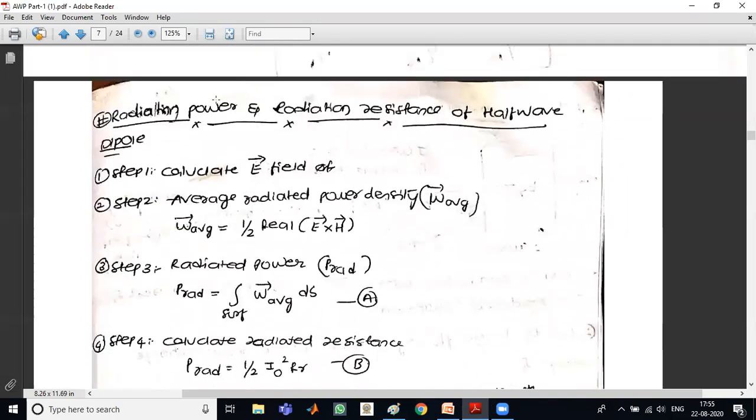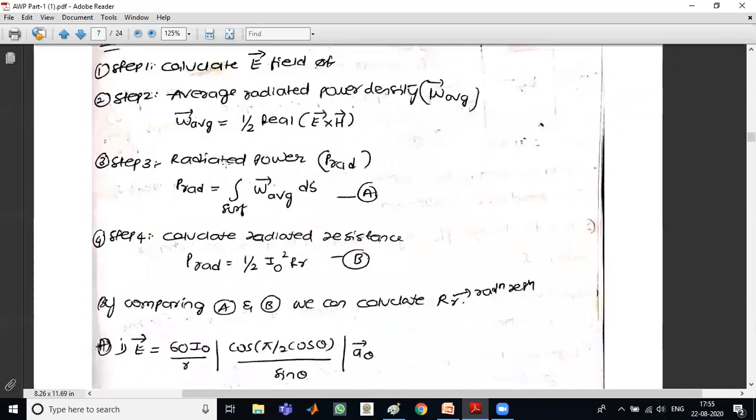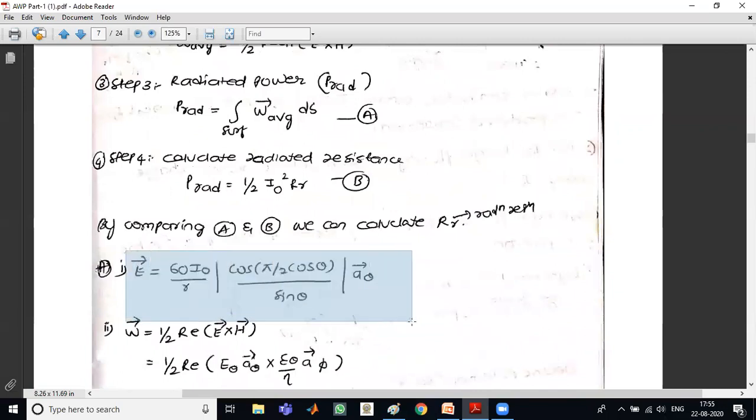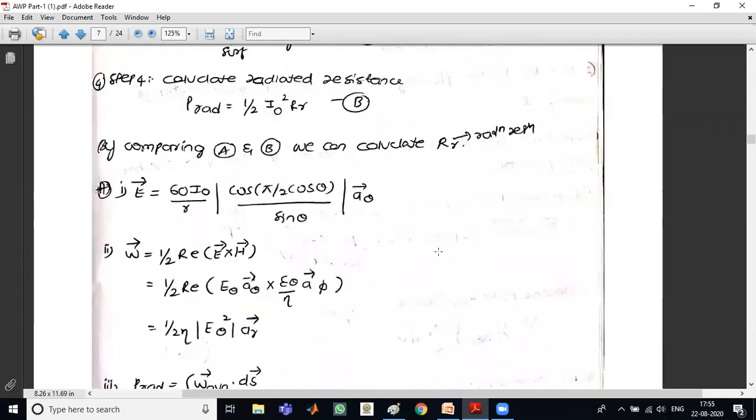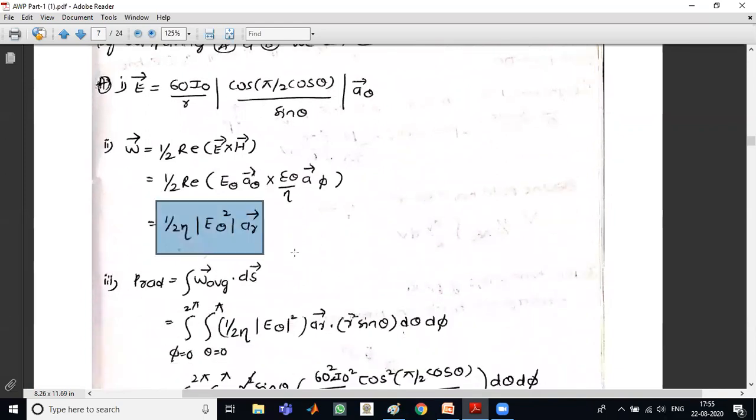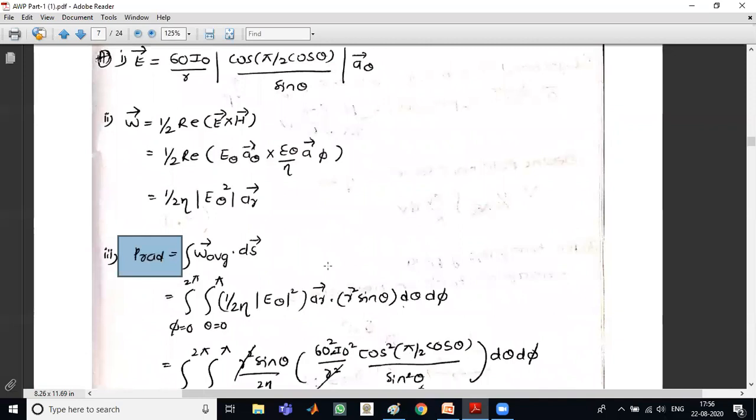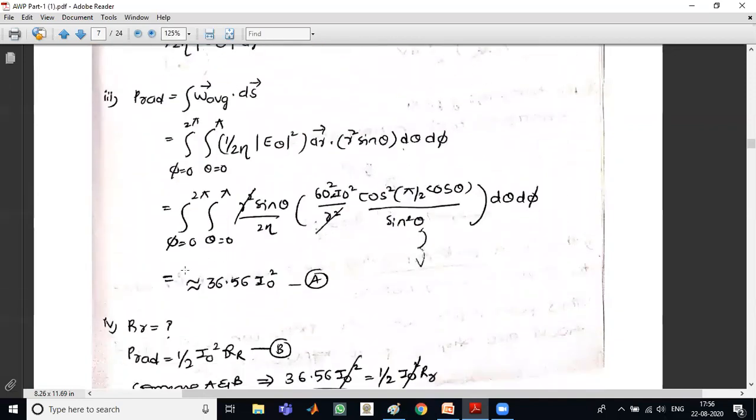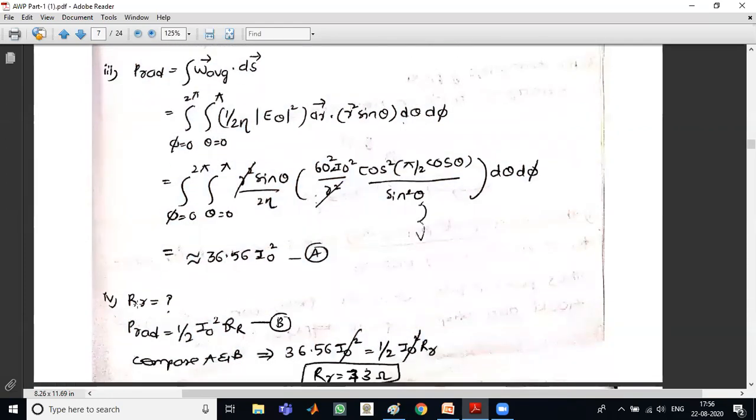For example, we will see the derivation for the half wave dipole. For this, we have the standard expression for the electric field. You just do the cross product of E bar cross H bar, and then you get the expressions. Then we find the total power radiated, which is 36.56 I naught square. To find the radiation resistance, compare with I naught square R_R, and you get the radiation resistance, that is 73 ohms.